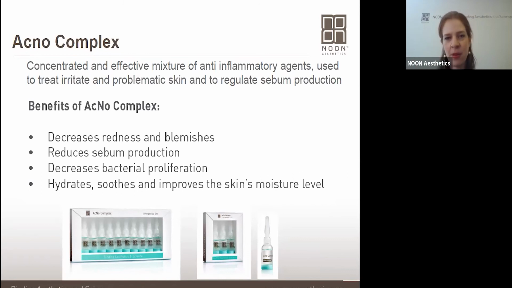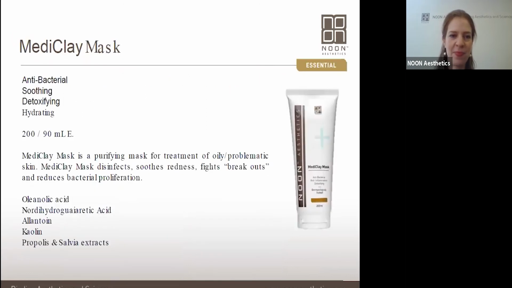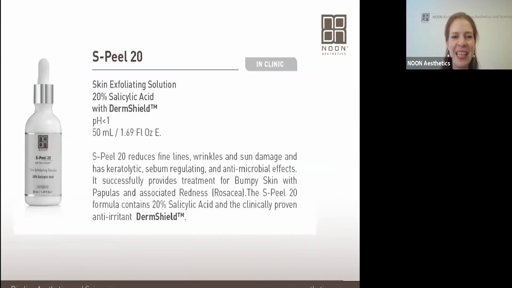The next step, on top of the acne complex, I will put the Mediclay mask. The Mediclay is purifying problematic skin, soothes the redness, reduces bacterial proliferation. Okay, and in the end, after I clean the mask, I wash it off.